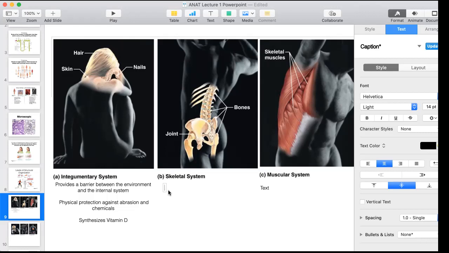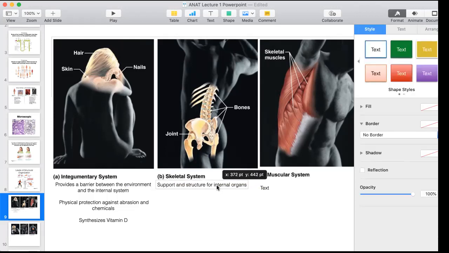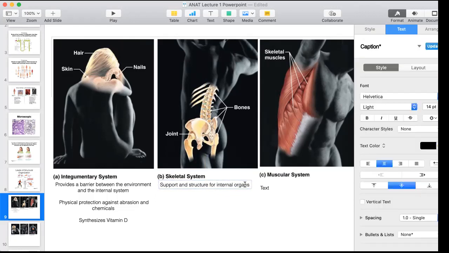The skeletal system, and I don't want to go into amazing detail with all of these because we'll be talking about them more. But the skeletal system provides support and structure for internal organs. In other words, it gives us a solid structure in order to attach things to and to protect things. So if we look at the skeletal muscles, for example, they originate at one bone and insert at another.